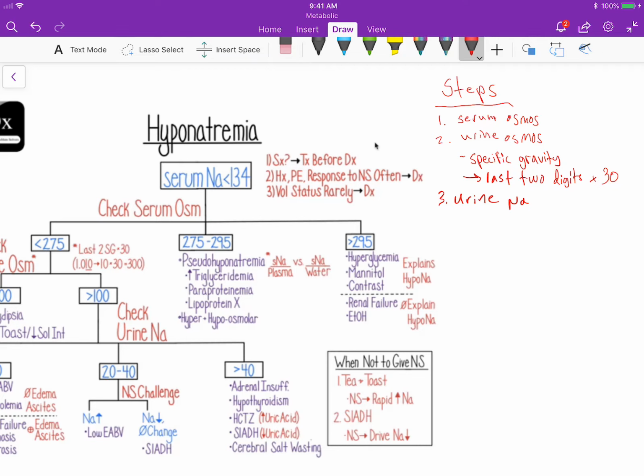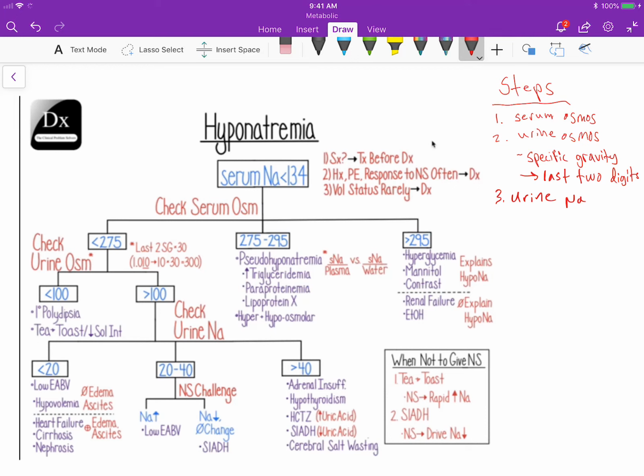All right, so very simple. Check labs, you see hyponatremia. First thing you're going to do, serum osmolarity. Second thing you're going to do, urine osmolarity. And thirdly, get the urine sodium.